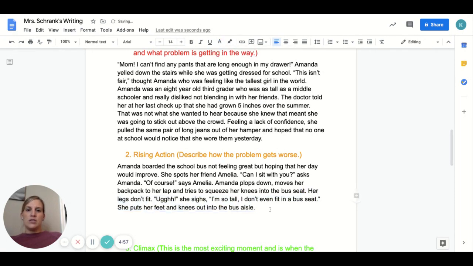So here she is voicing that frustration again and sharing with her friend that she doesn't even fit in the bus well. She's too tall.